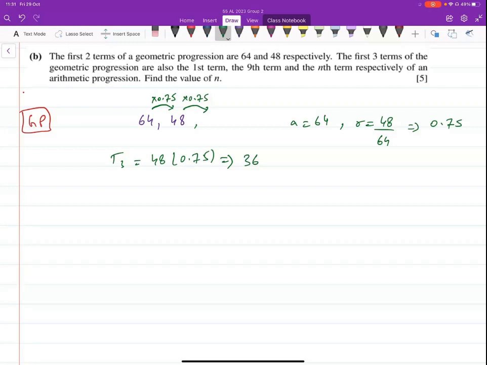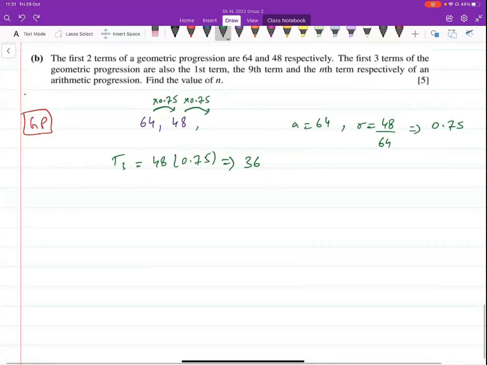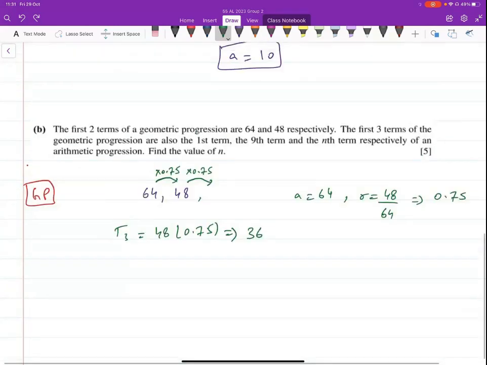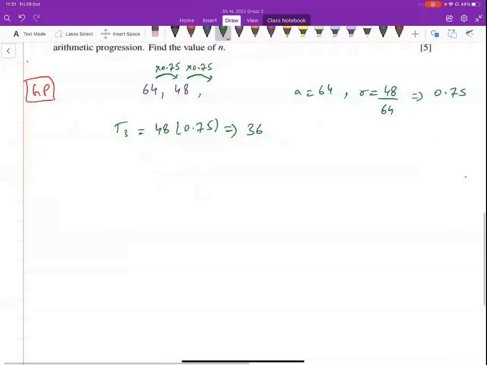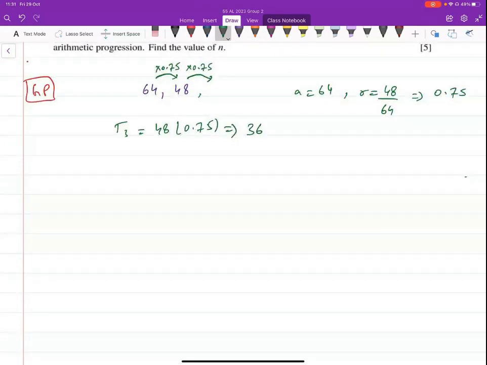You could also use the term formula here, a times r raised to the power n minus 1, and you get the same result. That's 36. So it would be 64 into 0.75 squared. You get 36 from that as well. So you can do it either way. Since you know the previous term, for the next term you just multiply by 0.75 and you get the next term. Okay, we found the third term.